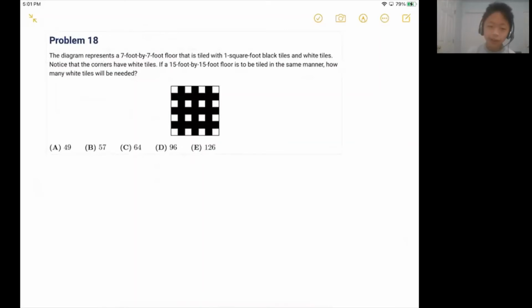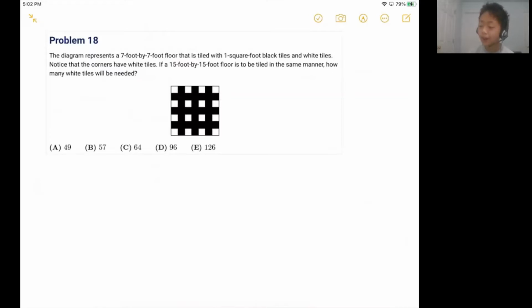Okay, yeah. So number 18 is a classic pattern-noticing question. It says the diagram represents a 7 foot by 7 foot floor that is tiled with 1 square foot black tiles and white tiles. The question tells us to notice that the corners have white tiles, and we want to know if a 15 foot by 15 foot floor is to be tiled in the same manner, how many white tiles will be needed?